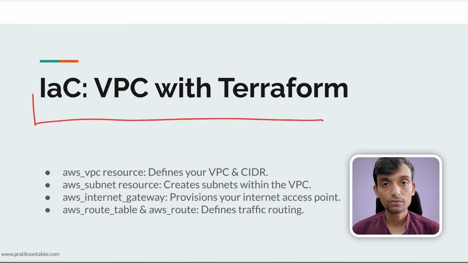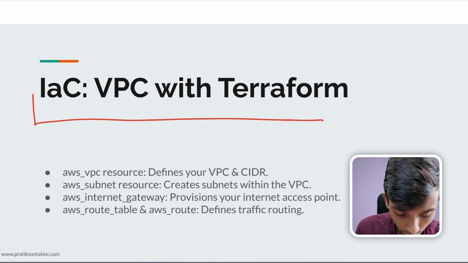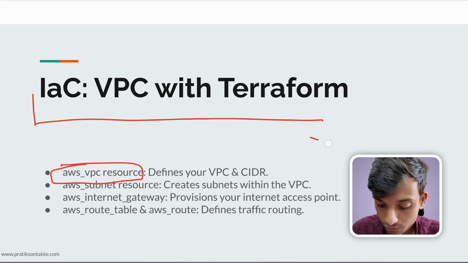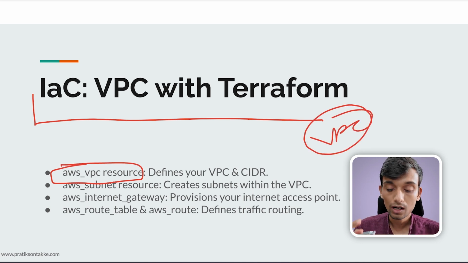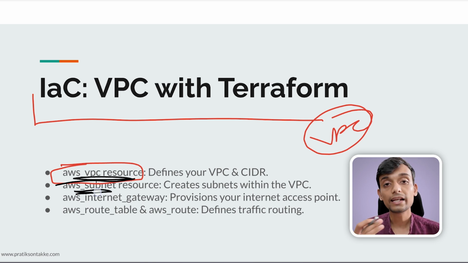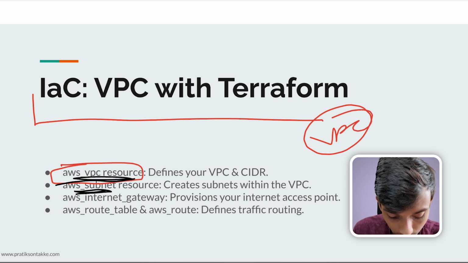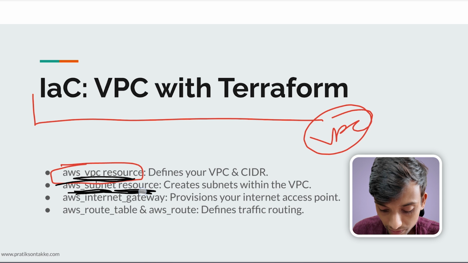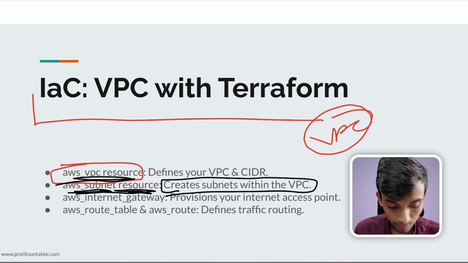Now we also have Terraform files for the same. I am going to explain what resources we are going to use inside our Terraform file. The AWS VPC resource defines your VPC. If you want to define your VPC inside your Terraform file, you need to use this resource. If you want to define your subnet, you need to use the AWS subnet resource, which creates a subnet within the VPC.